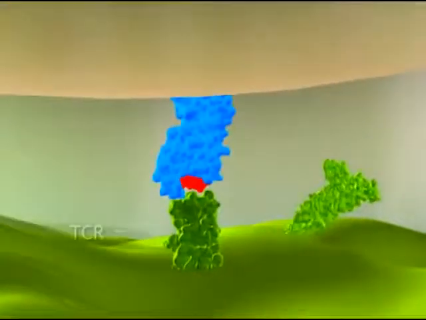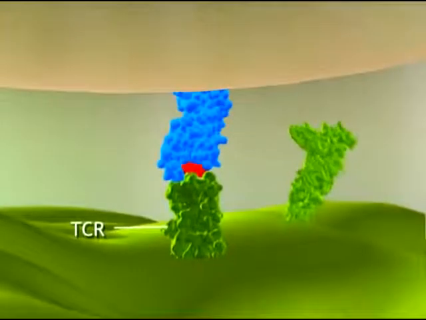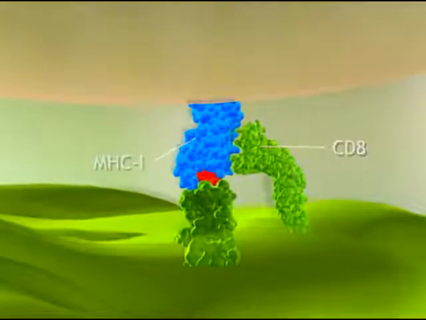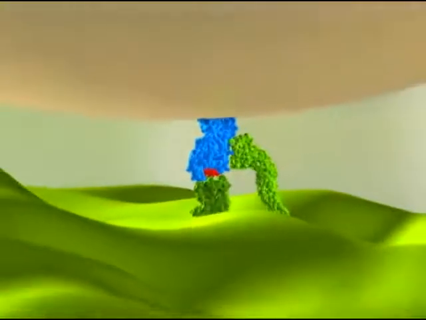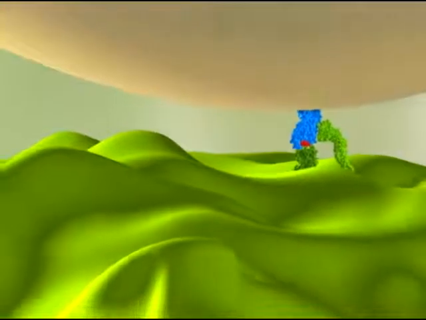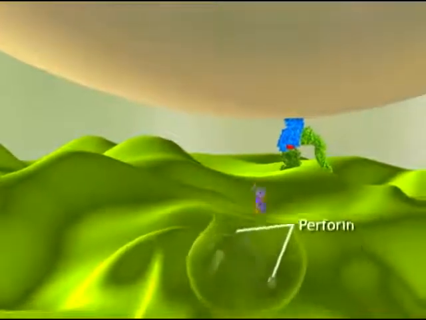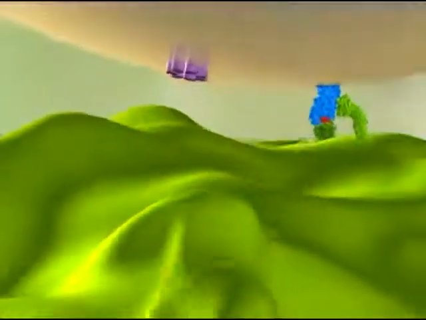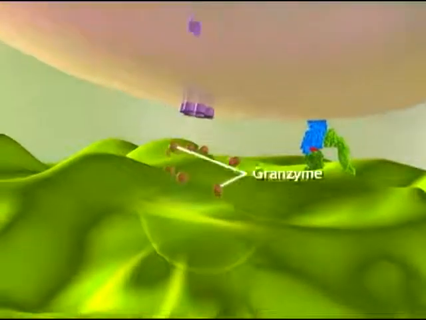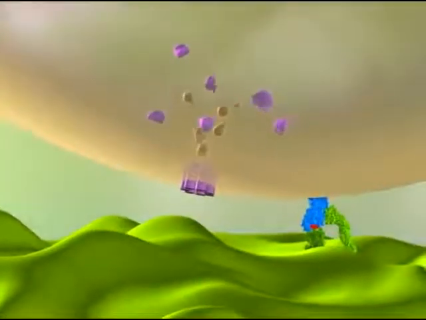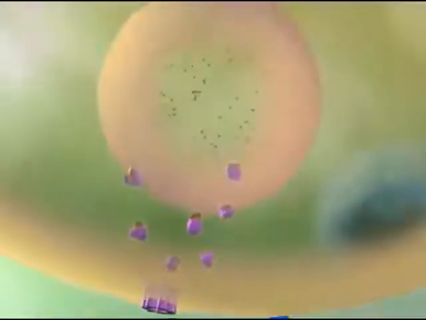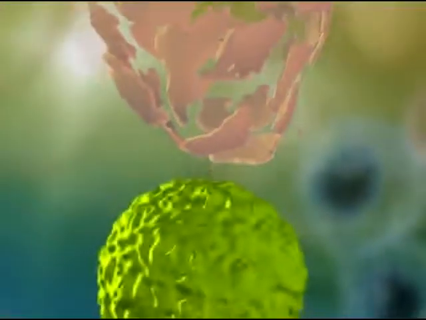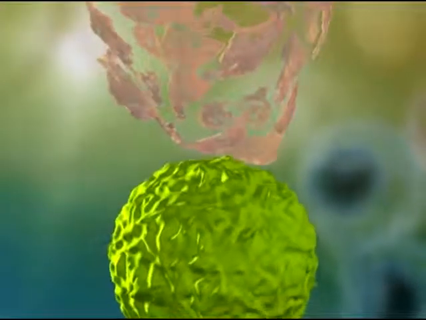The epitope is recognized by the TCR of the cytotoxic T cell, and the MHC1 is recognized by the T cell's CD8 glycoprotein. The cytotoxic T cell then secretes perforin molecules, which form channels in the infected cell's membrane. Granzyme, also from the T cell, passes through the perforin channels and activates enzymes that lead to apoptosis, the programmed death of the infected cell. The cytotoxic T cell then moves on to look for another infected cell.